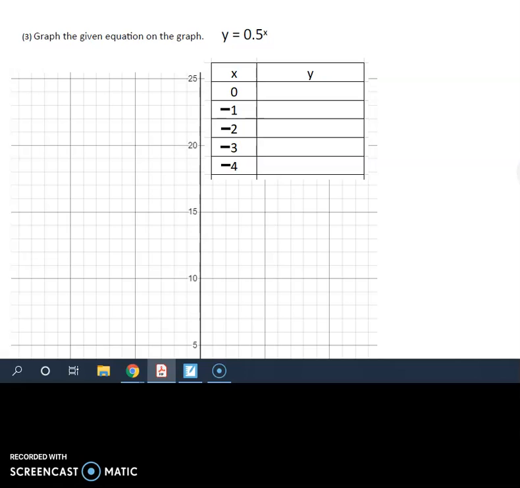If you would do the same thing for this one, this time I chose negative numbers. And I'd like you to think about what happens when I go to the right side of the y-axis. So turn the video off, graph it, and turn the video back on.